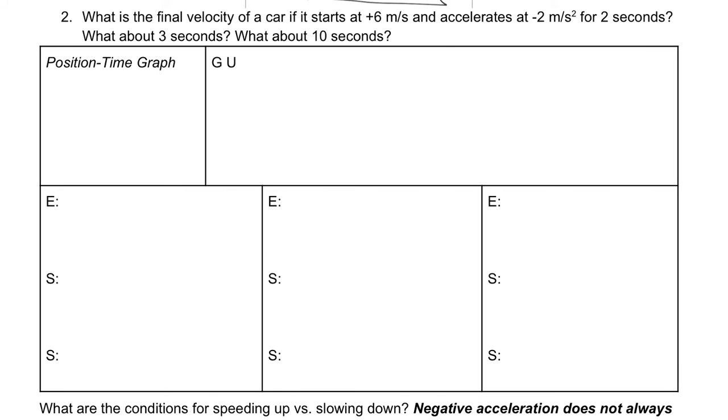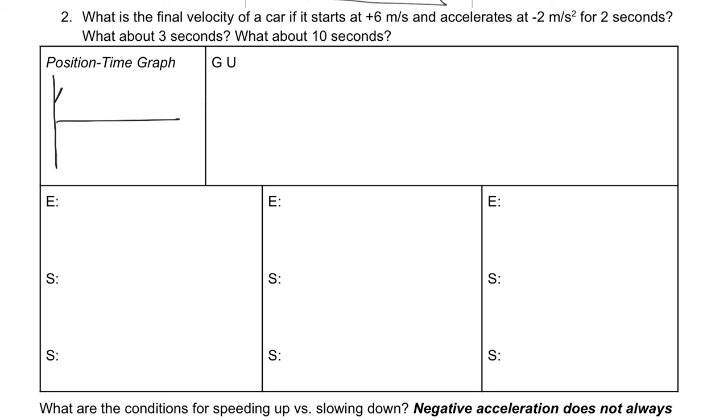But we're starting off with a position time graph. Okay, and the position time graph here is kind of hard to figure out right at first. We're starting at 6 meters per second, so we're starting off going positive. We know that much. But then we're accelerating at negative 2 meters per second squared. What does that mean? Well, let's actually do the math first and draw the graph last. That way we can figure it out.